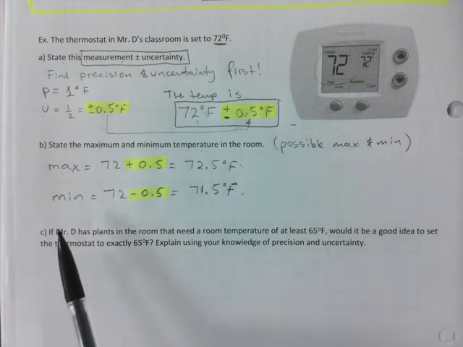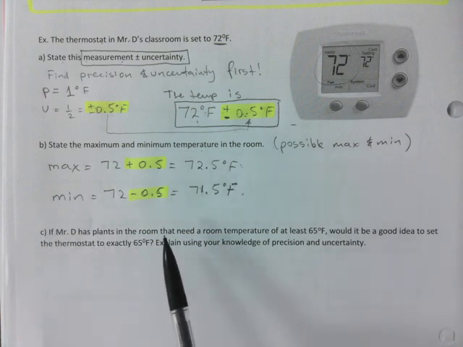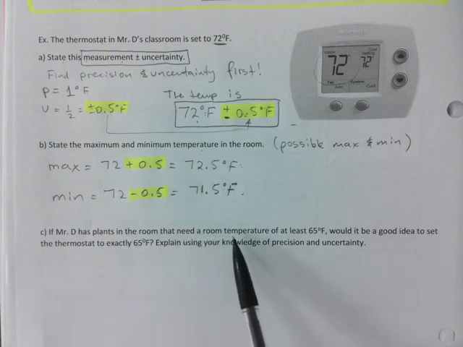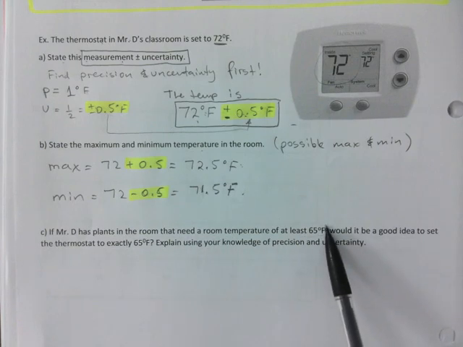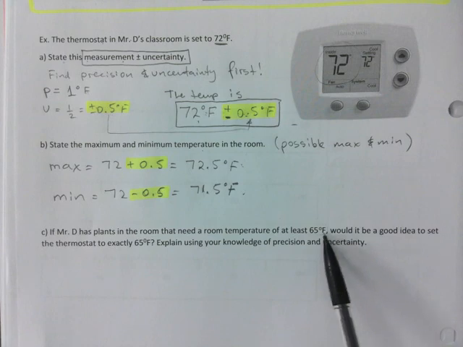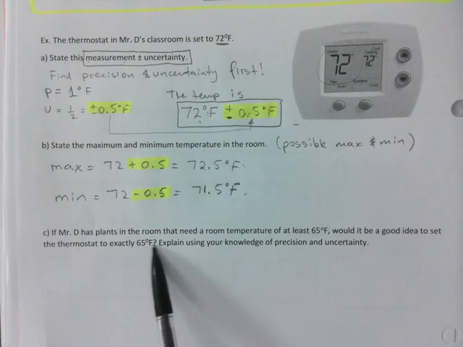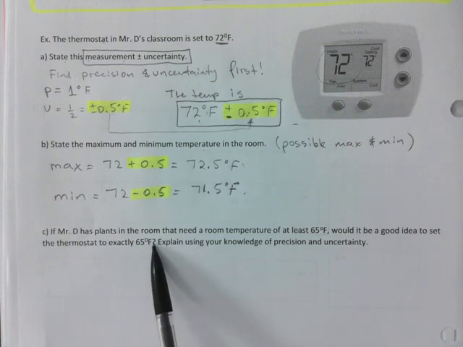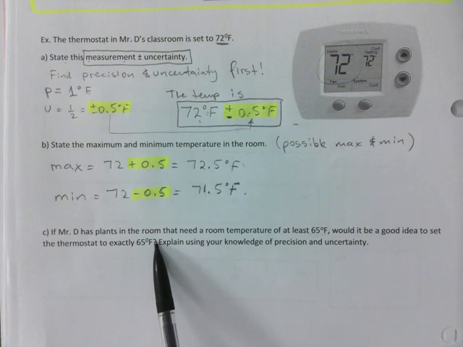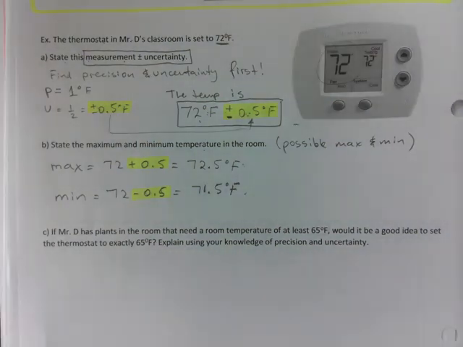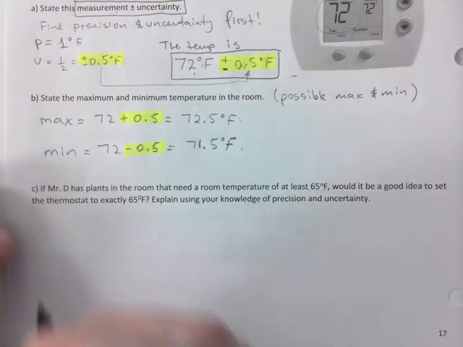So question: if Mr. D has plants in the room, I don't have them this year, but I used to, and the room needs to be at least 65 degrees Fahrenheit, would it be a good idea to set the thermostat to exactly 65? Because we know now it could go as low as 64.5. So explain using your knowledge of precision and uncertainty. So we're going to explain that, okay?